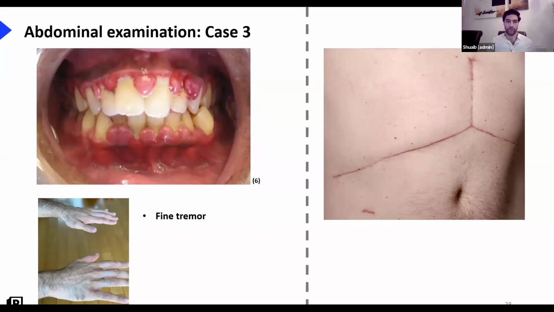Then you move on to the face and you look at the gums and you see that. If you know what the diagnosis is, please don't put it in the chat just yet. So hands, fine tremor, gums look a bit funny, and then you see this scar on the abdomen. At this point, hopefully you know what's going on, at least with regards to the scar. The other stuff is a bit less clear, but have a think. So take these signs in, process it, have a think about the diagnosis.